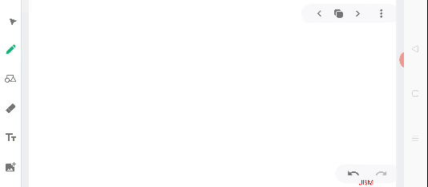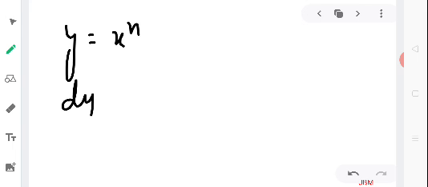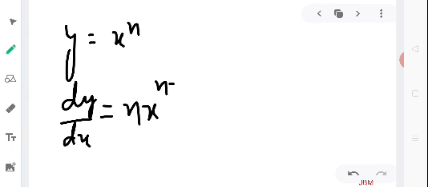Before we actually discuss the problems, let me remind you of a couple of important expressions that we will be making use of. Let's begin with y equal to x to the power n. I had told you that this is a very important result when it comes to derivation. So when y is equal to x to the power n, the derivative, that is dy by dx, is equal to n x to the power n minus 1.